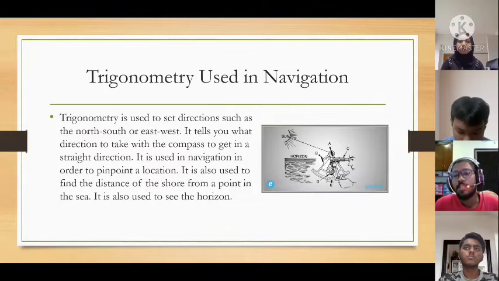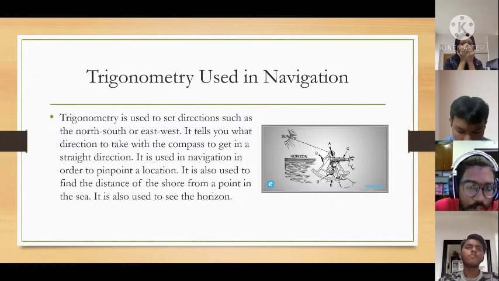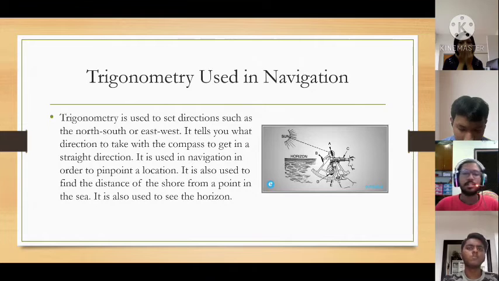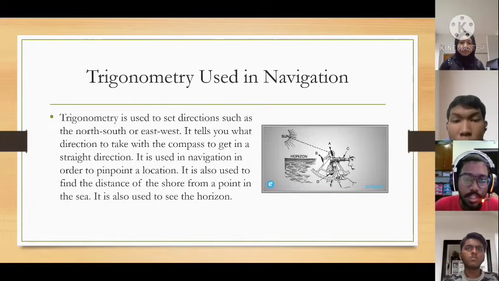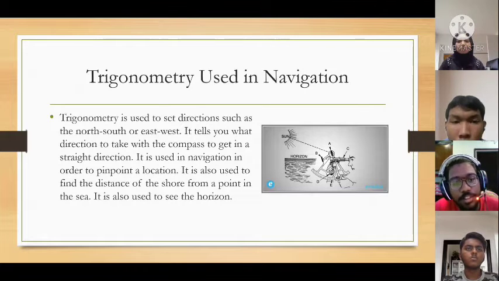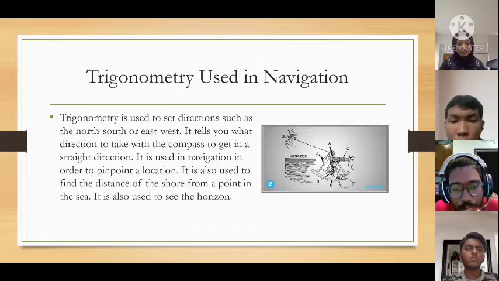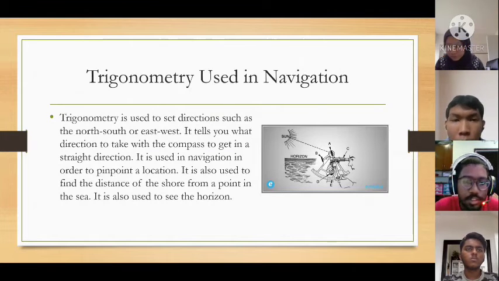Trigonometry used in navigation. Trigonometry is used to set directions such as north, south, east, or west. It tells you what direction to take the compass to get in a straight direction. It is used in navigation in order to pinpoint a location. It is also used to find the distance of the shore from a point at sea. It is also used to see the horizon.